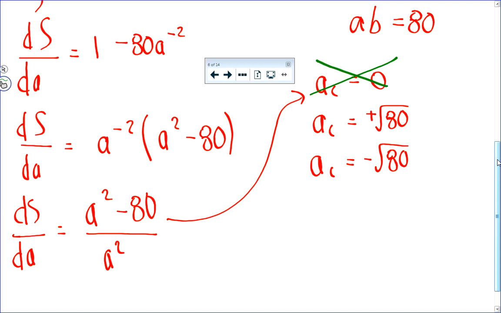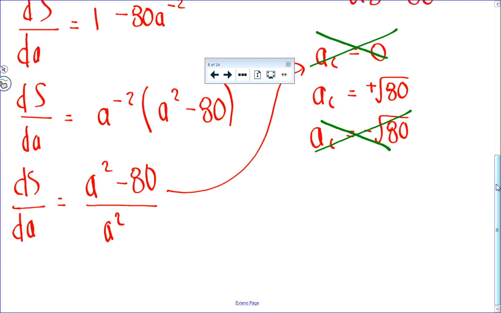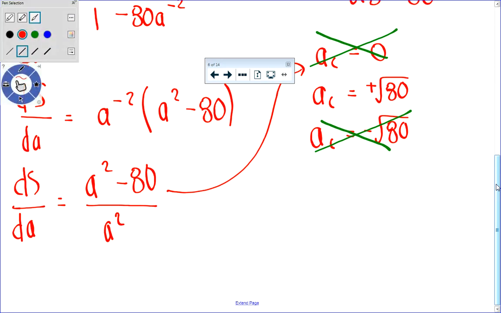The other thing is in the question, you are told that they are two positive numbers, which means that the value of a that produces the minimum sum cannot be negative root 80. So we don't need a first derivative chart here. We've determined that the value of a is the square root of 80.